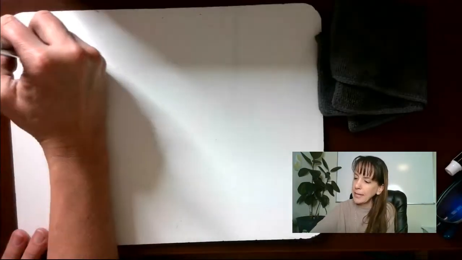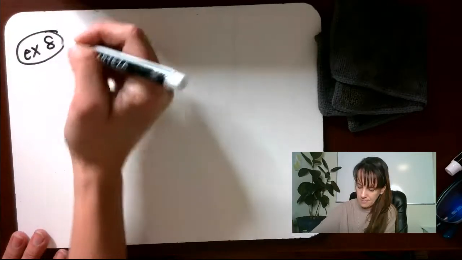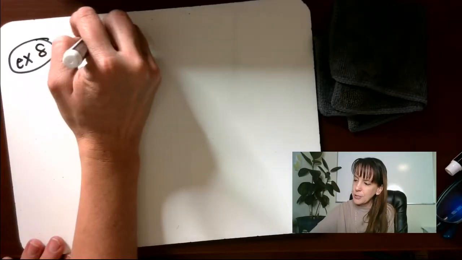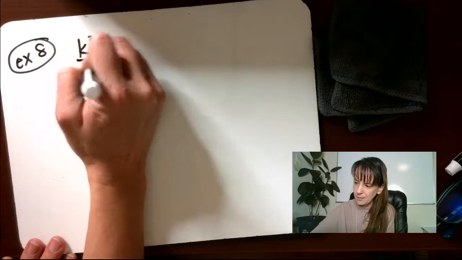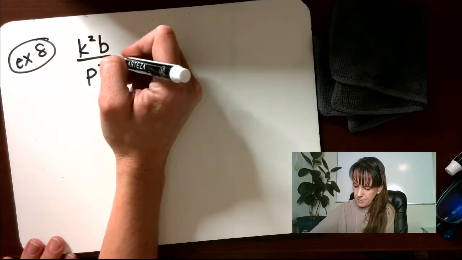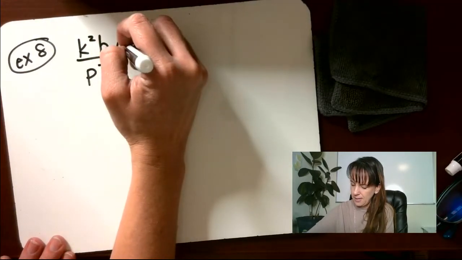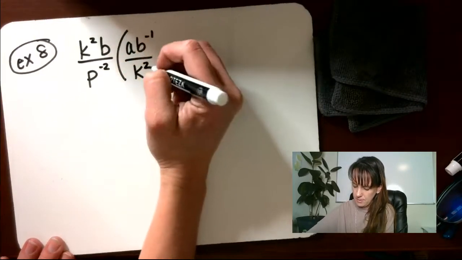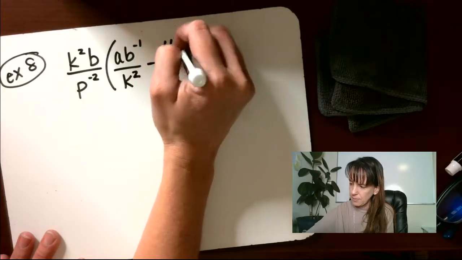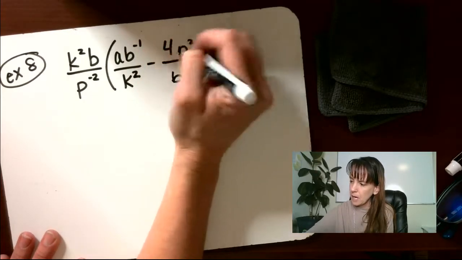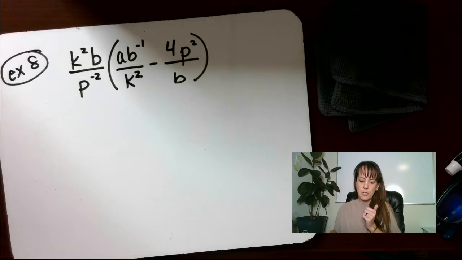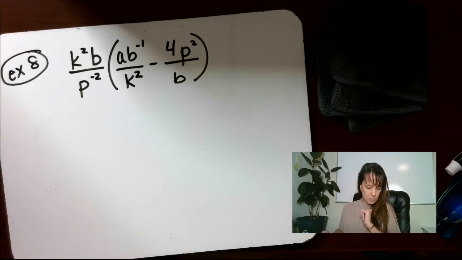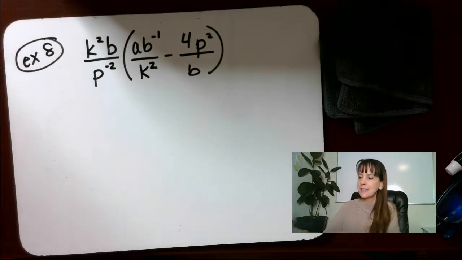All right, so example number 8. k squared b over p to the negative 2, a b to the negative 1, k squared, 4 p squared, over b. Okay, this one says use the distributive property to expand, write the answer with all of the variables in the denominator. Well, straight off the bat, let's move all those things to the denominator.